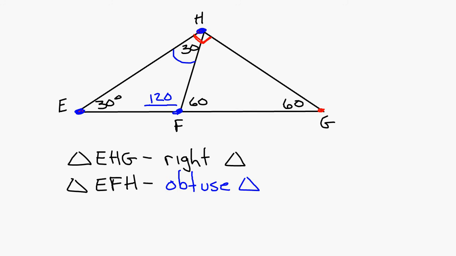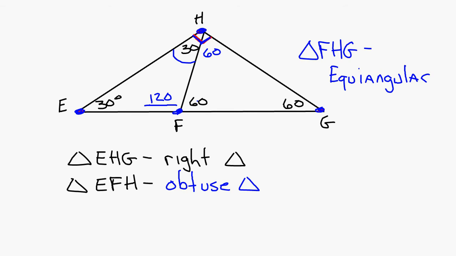How about FHG? Triangle FHG in this diagram. F up to H over to G. Look up here at this big angle H, the entire angle. If the entire angle is 90, right? And this much of it's 30, what is this piece of it? 60. Aren't all the angles 60 degrees? Oh yeah, so equiangular. All the angles are equal.